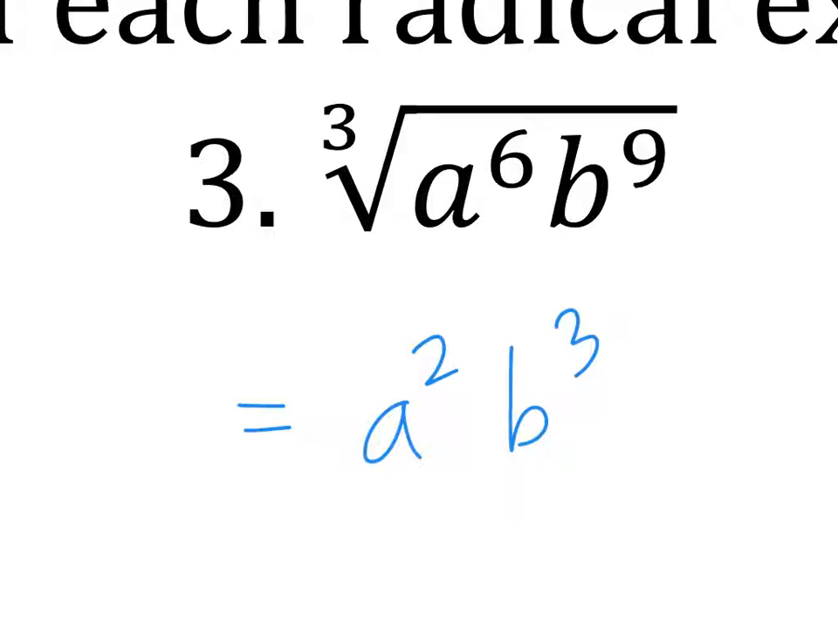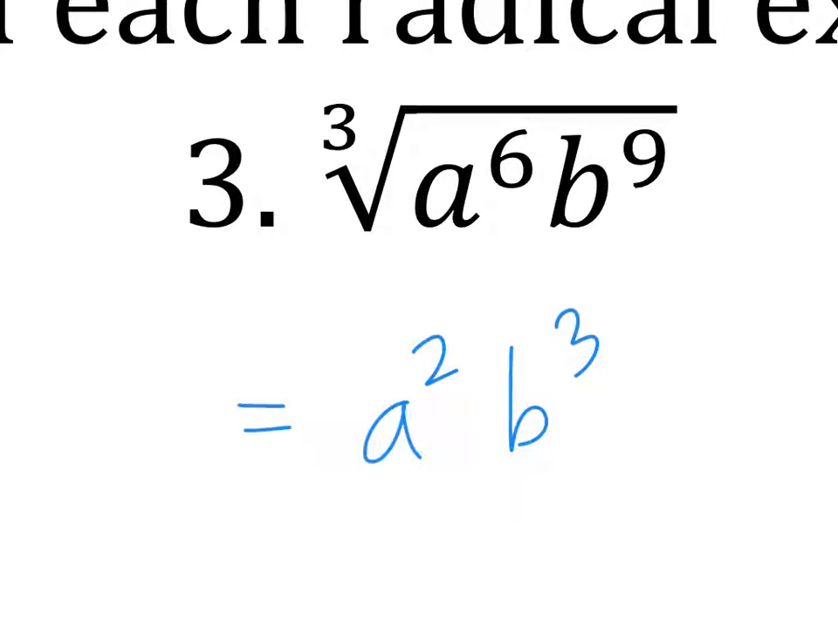Let's look at this one. This is a little bit tricky. I hope I can explain this a little better than first period. What is the index on this radical? Cube root, so 3, right? Odd roots are a little bit different. If it comes out positive, it comes out positive. If it comes out negative, it comes out negative. We don't need absolute value.